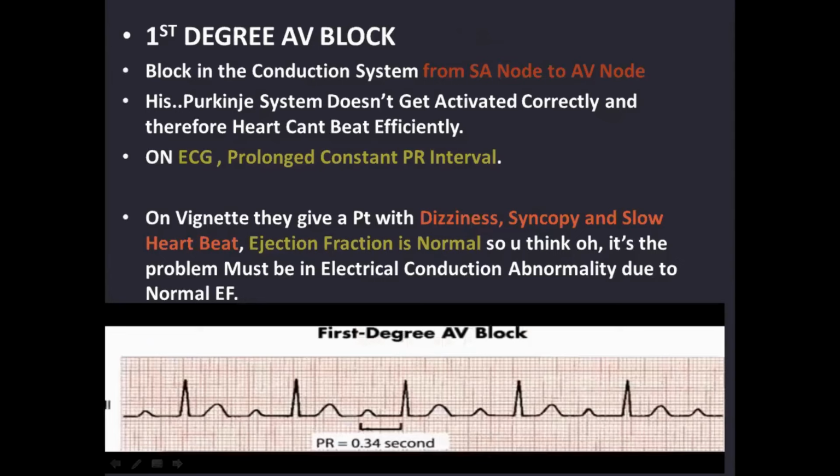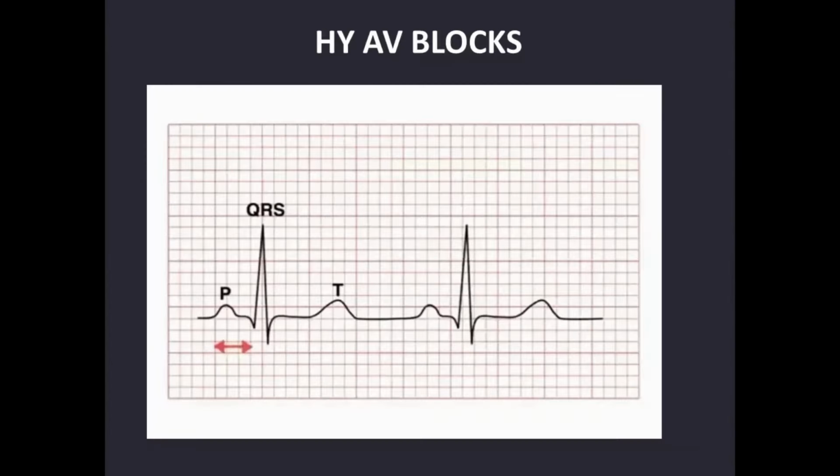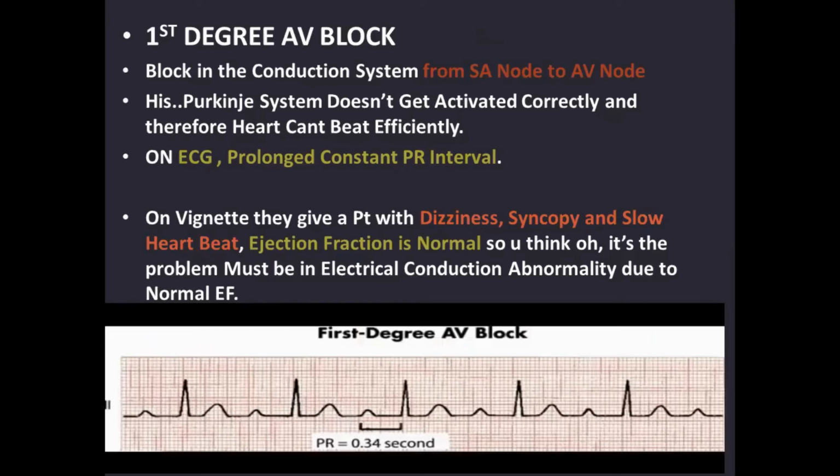Now that's all about the normal ECG. Now moving towards the first degree heart block, we are first going to start with first degree AV block. The AV block is a block in the conduction system down from the SA node to the AV node. So the His-Purkinje system never gets activated correctly, and therefore your heart can't beat efficiently. So in the vignette for first degree AV block, you might be given that the patient is experiencing dizziness, syncope, slow heartbeat. So there must be an electrical conduction abnormality.